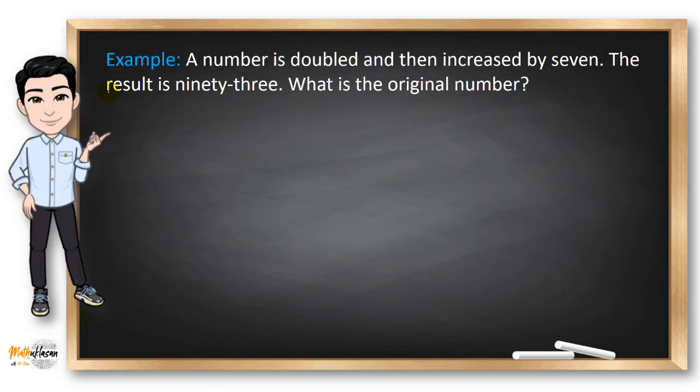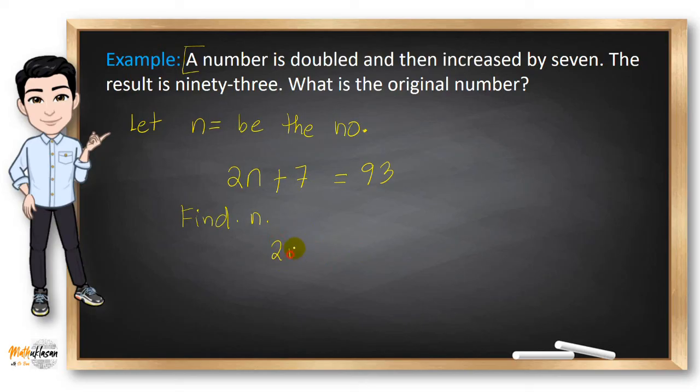Now let's try solving problems. Let n be this number. Now we need to translate this sentence into a mathematical equation or expression. A number is doubled, so if the number is n, we need to double it by multiplying it to 2. Increasing by 7, meaning we need to add 7. The result is 93. So this expression is equal to 93. And we have now our working equation. And the next step is to find the value of n.